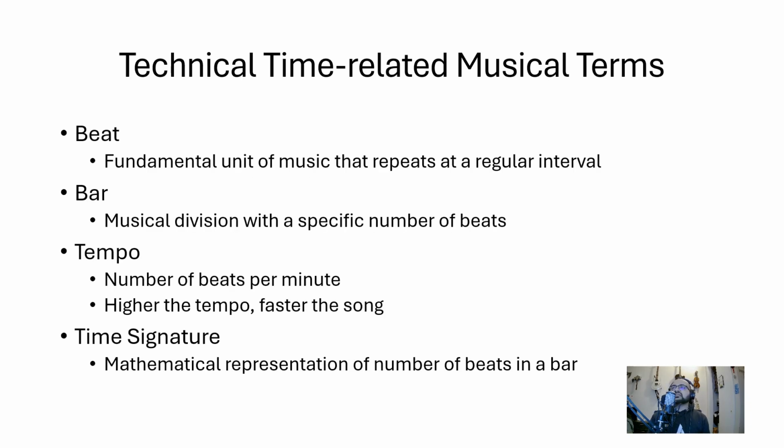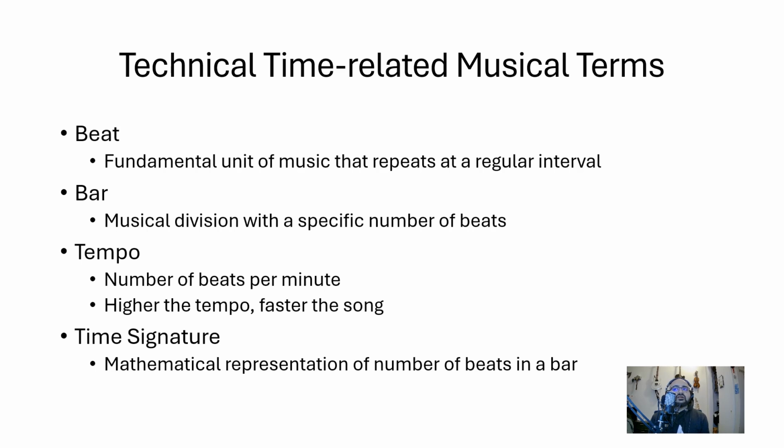Before we proceed, let's get familiar with some technical terms that are time related in music, starting with beat. You might have heard this word thrown around a lot, people saying beat or beats whenever they talk about music. A beat is a fundamental unit of music that repeats at regular intervals. So, beat is the elemental part of music that gives you that feeling of regularity or rhythm.